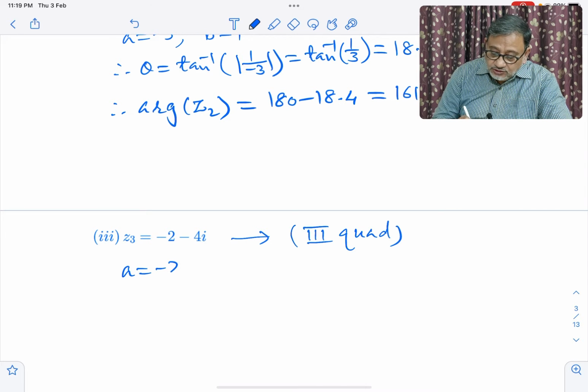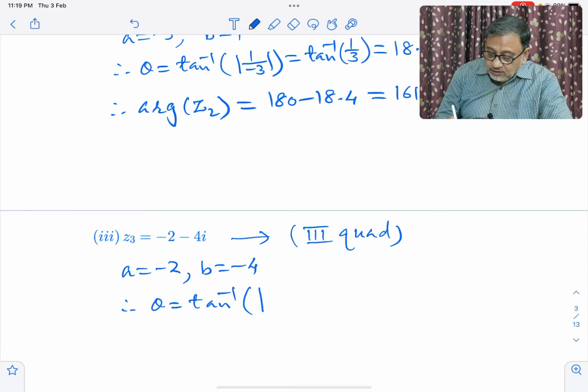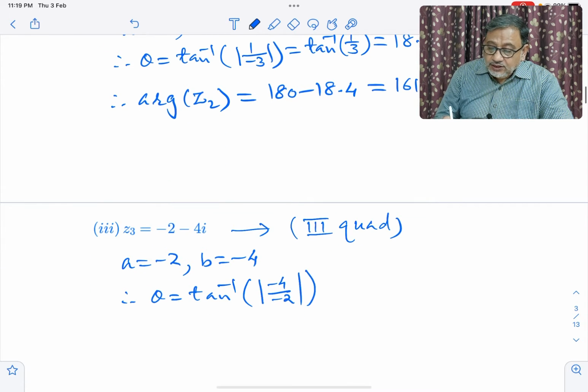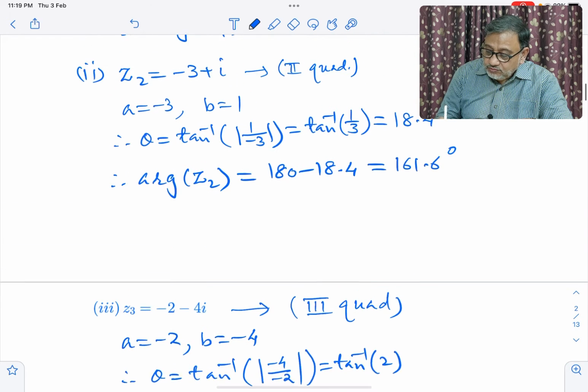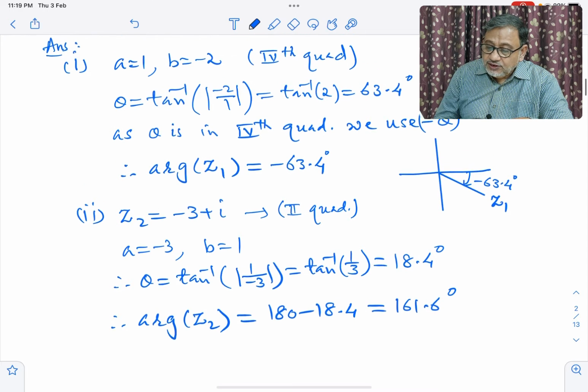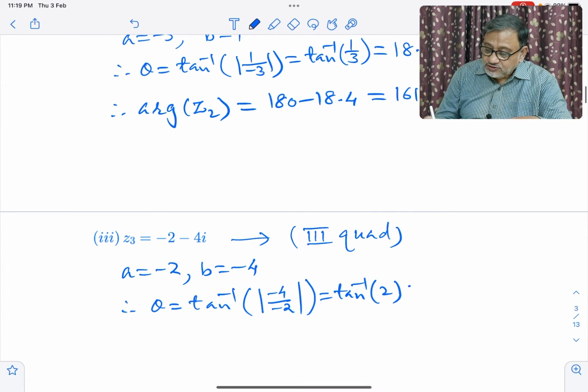Be careful. So real part is negative 2, imaginary part is negative 4, and therefore theta will be tan inverse of modulus of negative 4 over negative 2. Okay, and it will be tan inverse of 2 because we write it positive. Tan inverse of 2 we already found in the first case. So 63.4.